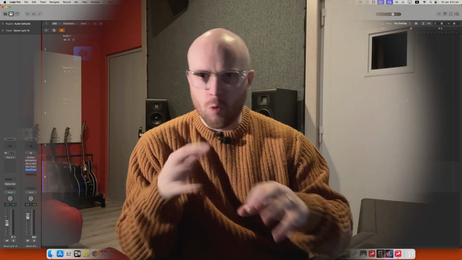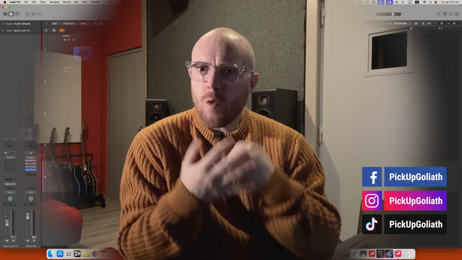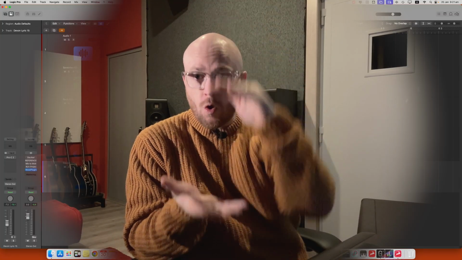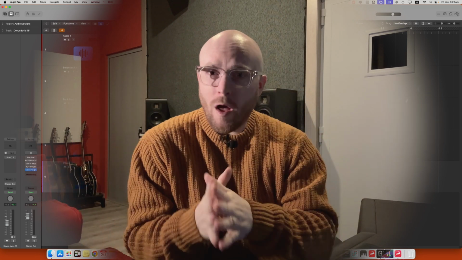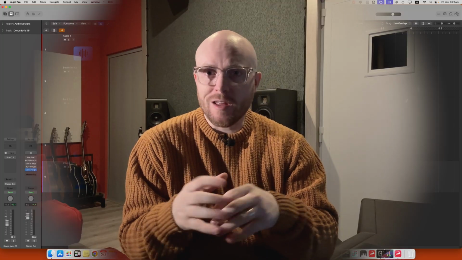However, before we start understanding the anatomy of a compressor and what all of the different functions do, we need to first understand what the role of compression is. Why do we need to compress anything? Compression, as the name suggests, is the process of squashing something. It's making something smaller. What is it that we're squashing in compression? We are squashing the dynamic range of a signal.